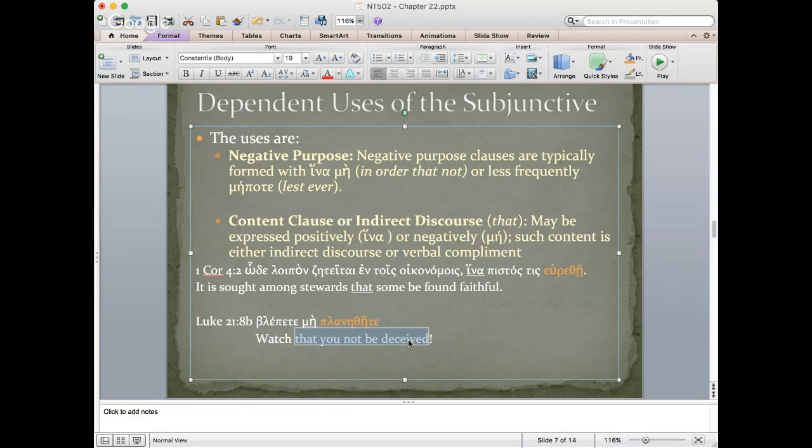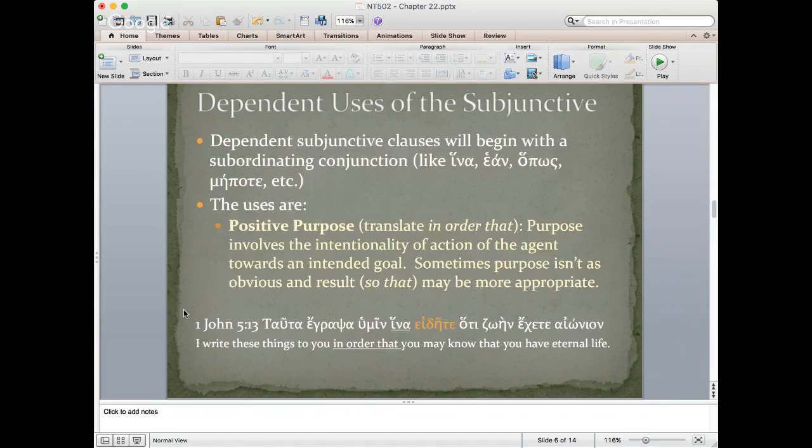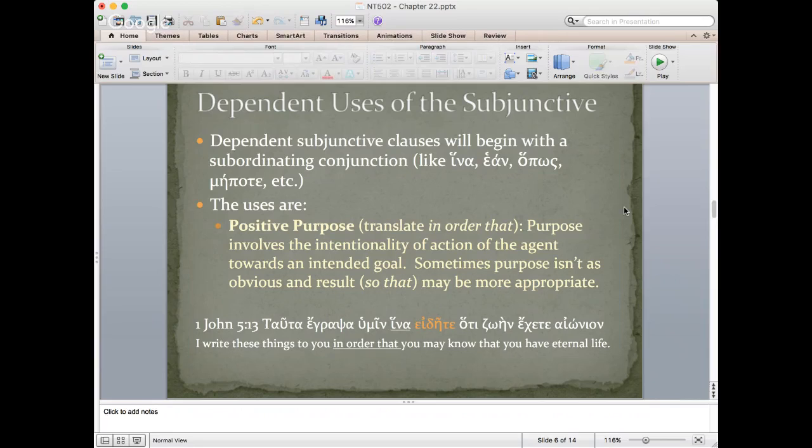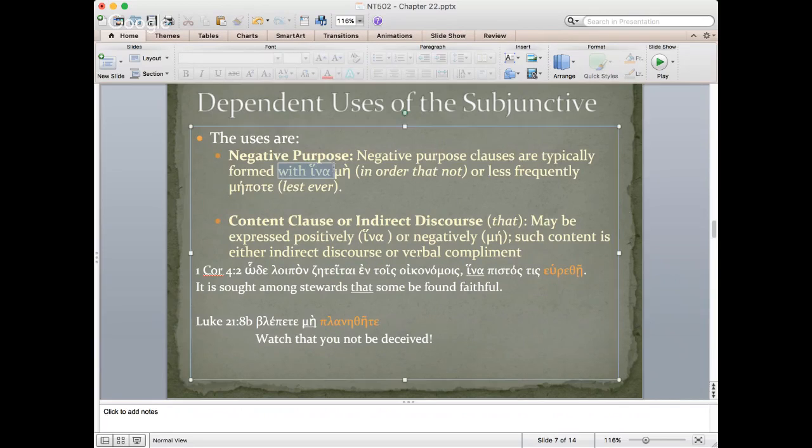Hina mē, okay, gotcha. Yeah, and because it didn't have hina, that's what moved me away from the negative purpose, because there wasn't an actual hina clause. Hina is normally associated with purpose. So if we jump back a slide, you notice that all these positive purposes are normally going to use something like hina. Sometimes there's other stuff, but normally it's hina. And like this, we have basically negative purpose is hina mē.